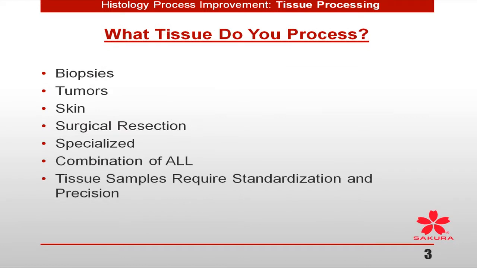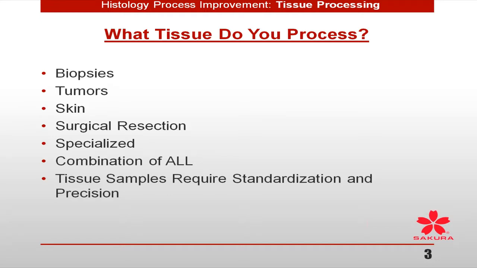So, what tissues are the first things to consider? What tissues do you process? Are you a specialty lab? You do just biopsies? Are you a cancer center and doing tumor tissues? Derm lab, general hospital lab, surgical resection, some sort of specialized tissue? Are you a combination of all? That's not unusual also. But tissue samples, for us to have best tissue processing, tissue samples require standardization and precision.